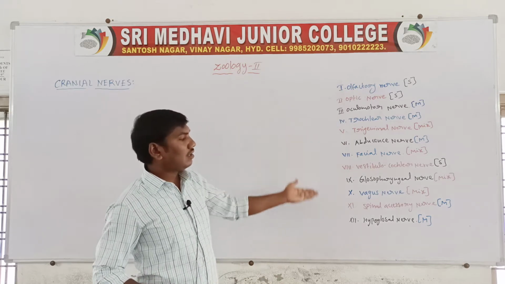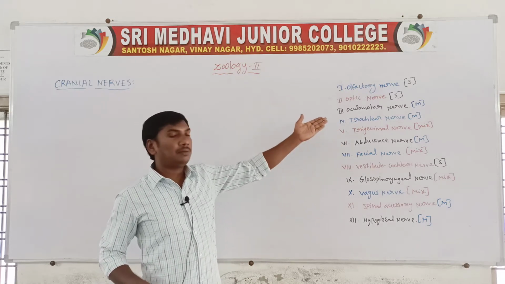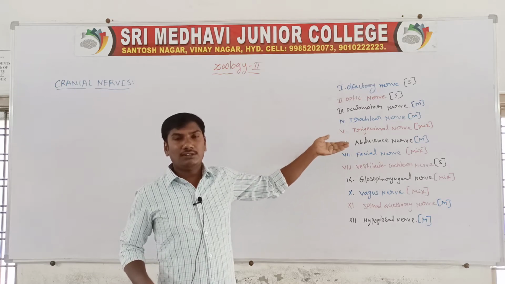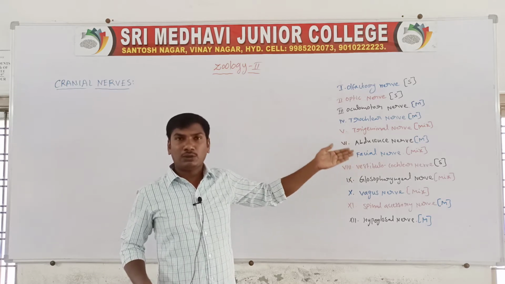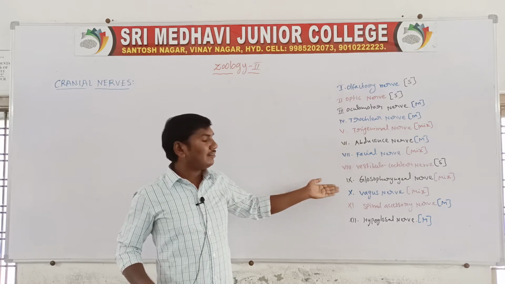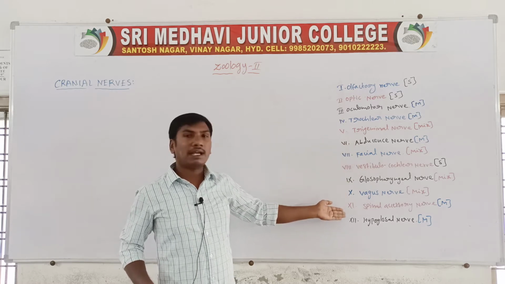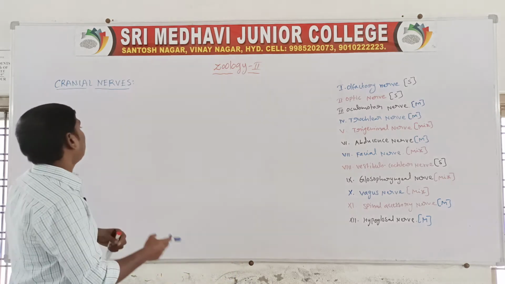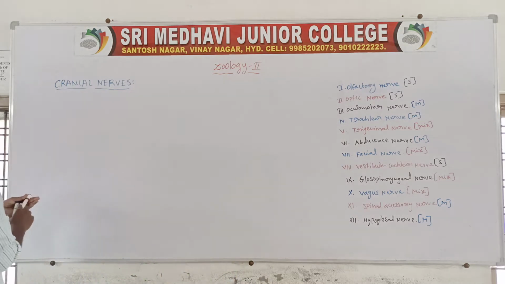So there are 12 pairs in total: olfactory nerve, optic nerve, oculomotor nerve, trochlear nerve, trigeminal nerve, abducens nerve, facial nerve, vestibulocochlear nerve, glossopharyngeal nerve, vagus nerve. Next is the spinal accessory nerve, and the 12th is the hypoglossal nerve.